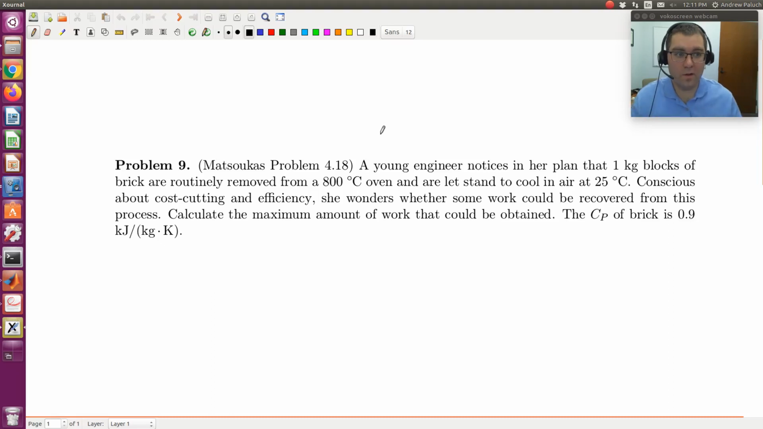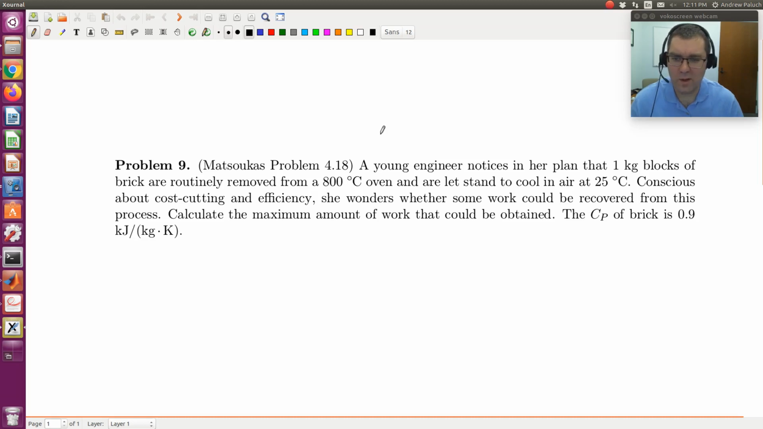All right, let's take a look at example 9. A young engineer notices in her plant that 1 kilogram blocks of brick are routinely removed from an 800 degrees C oven and are let stand to cool in air at 25 degrees C. Conscious about cost cutting and efficiency, she wonders whether some work could be recovered from this process. Calculate the maximum amount of work that could be obtained.